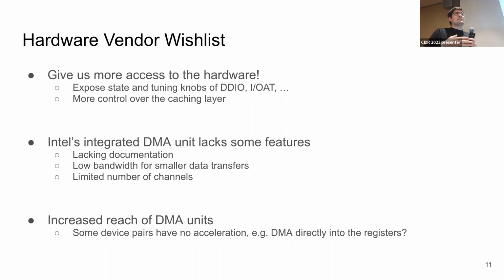Secondly, Intel's DMA unit still lacks quite a bit of features we would like. The biggest one is it lacks a lot of documentation. So it's really hard to find out anything about it at all. So please, Intel, give us more information about what you actually built into your system. Secondly, it still has quite low bandwidth, especially for smaller data transfers, which is important if you want to move stuff in and out of caches, and a limited number of channels as well. And lastly, there are a lot of device pairs where these fast paths, like the pipes, already exist, but there are still some places where they don't. And we would like our DMA units to just have more reach. For example, there are already proofs of concept where you can DMA data directly over PCI Express into registers. So why not have more pairs so we have nicer pipes to move data to more areas?